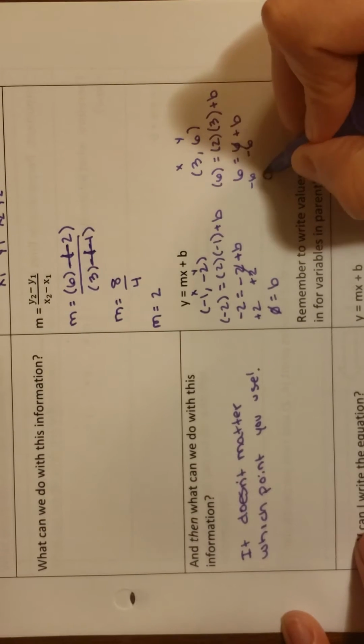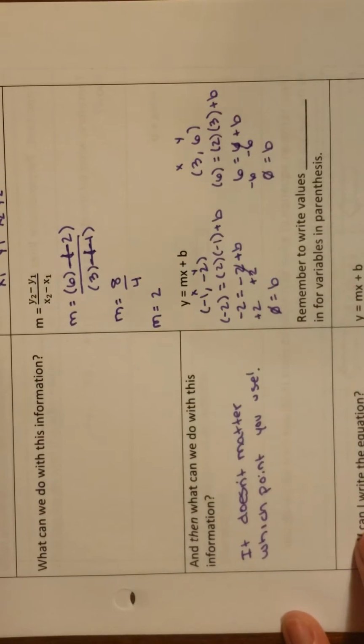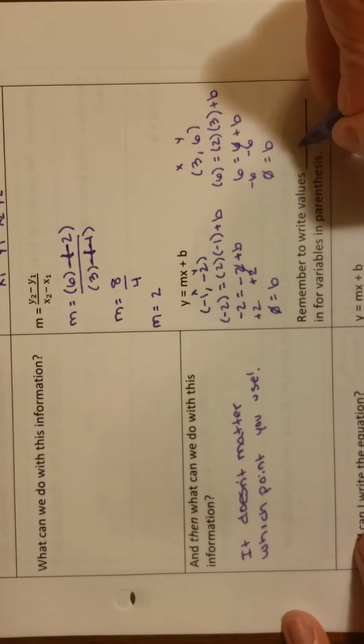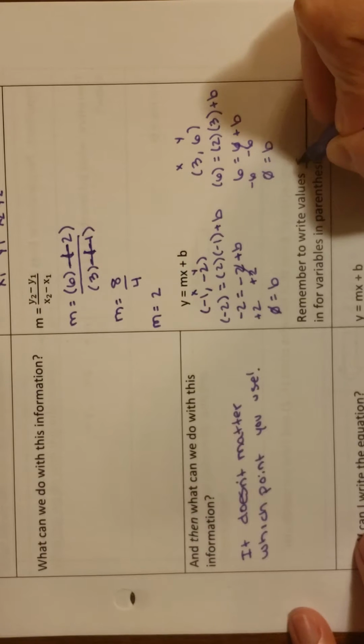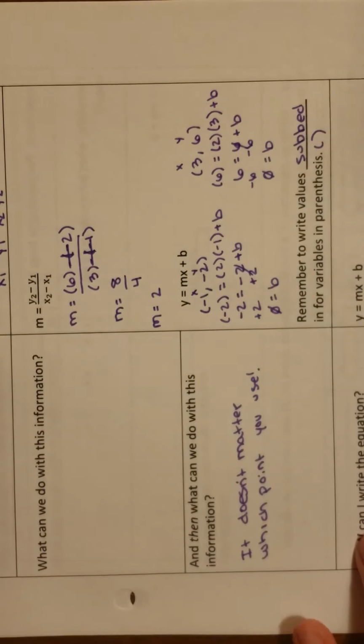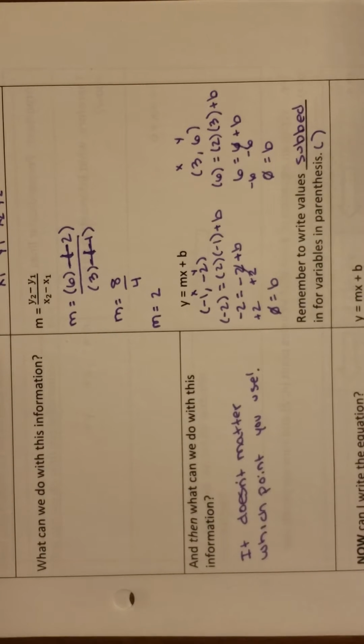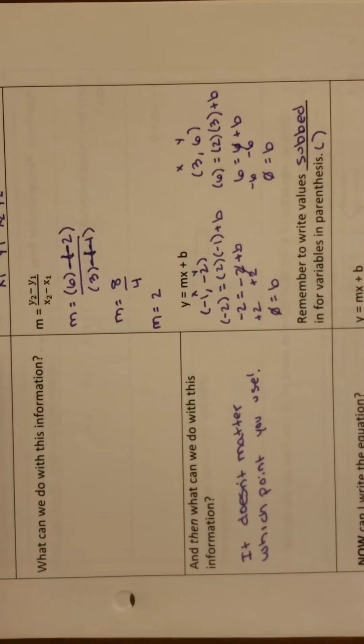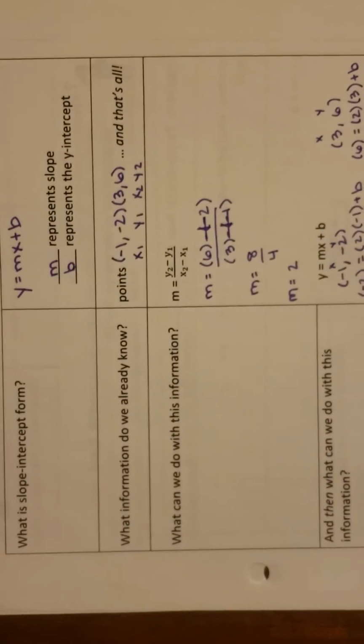Because both points are on the same line, right? So any point on that line is going to satisfy the equation. Remember again to write those values that you subbed in for the variables in parentheses. Again, that's really helpful moving forward. Now, knowing that, can you write an equation of that line?